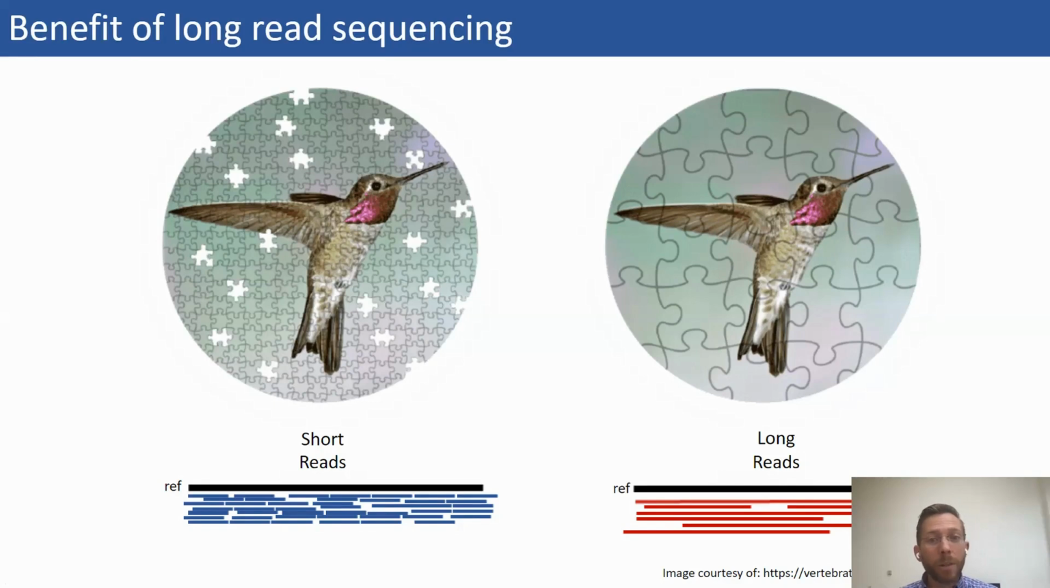Now, clearly, when we look at it in terms of this, the benefit of long read sequencing, or sequencing fragments of DNA that are longer than 150 base pairs, will allow us to put this puzzle together much quicker, right? We can put together a 20-piece puzzle much faster than we could put together a 1,000-piece puzzle. And this is where one of the main benefits of long read sequencing comes in.